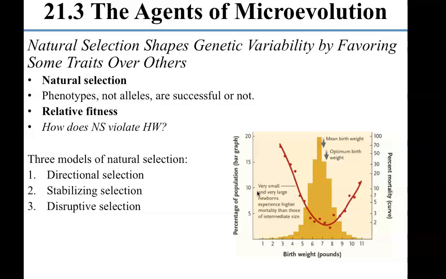So relative fitness is just the number of surviving offspring that an individual produces compared to the number of surviving offspring by others in the population. So the fast cheetahs are going to have a higher relative fitness than the slow cheetahs. In other words, it's just a metric for measuring an organism's ability to survive, reproduce, and have offspring. How does natural selection violate Hardy-Weinberg?